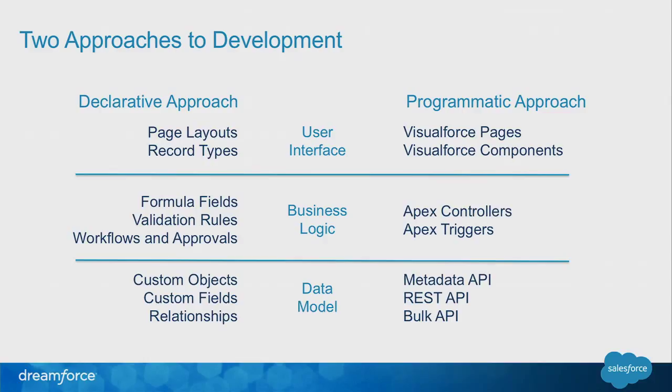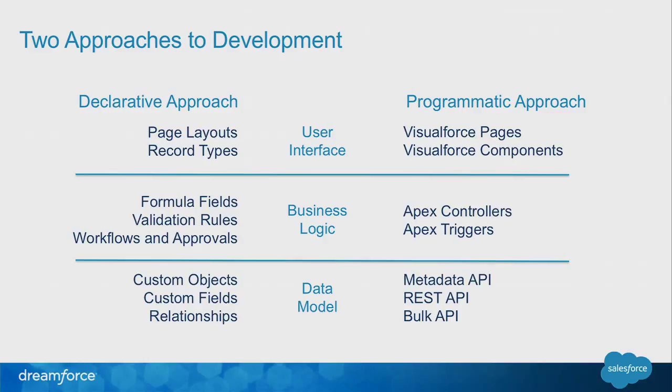Business logic, you have Apex controllers and Apex triggers. So these are basically your business logic, your Java-like classes. So this is where you would write, this is an email handler, this is an account trigger handler, this is a domain class to handle all the business logic around an opportunity.